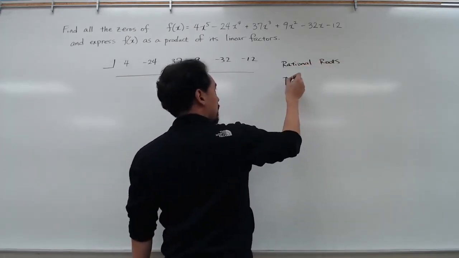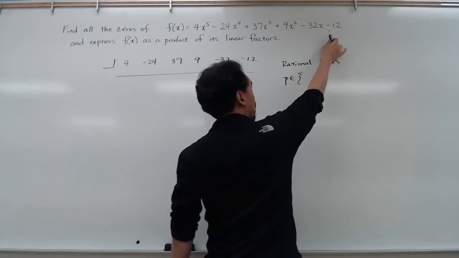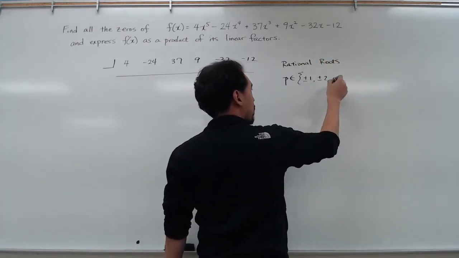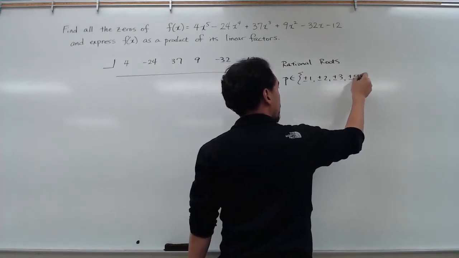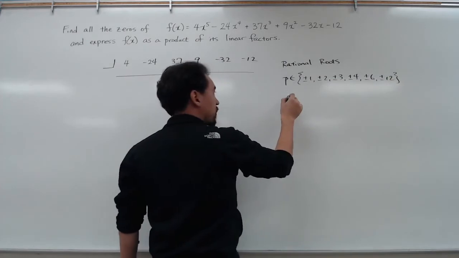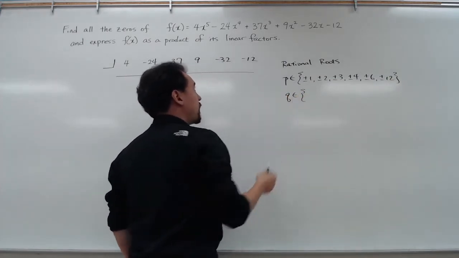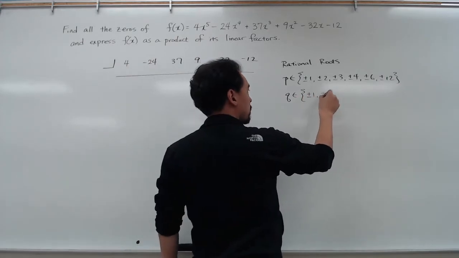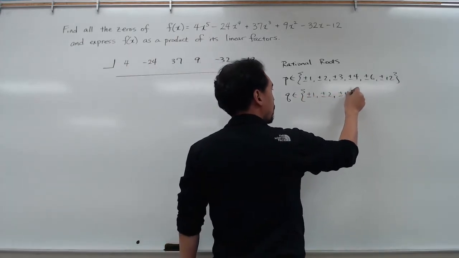So P, all the possibilities of integers that go into there, that's going to be plus or minus 1, plus or minus 2, plus or minus 3, plus or minus 4, plus or minus 6, and plus or minus 12. Then we go to Q, all the possible integers that go into 4, so that's going to be plus or minus 1, plus or minus 2, and plus or minus 4.